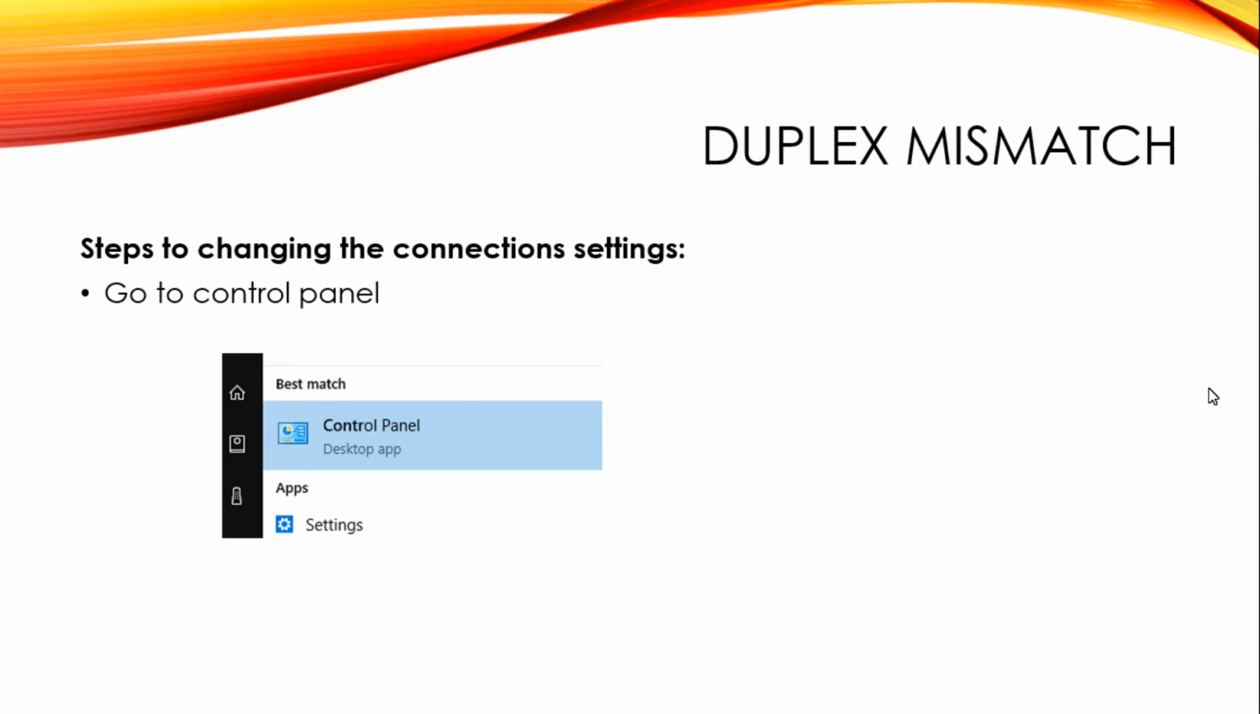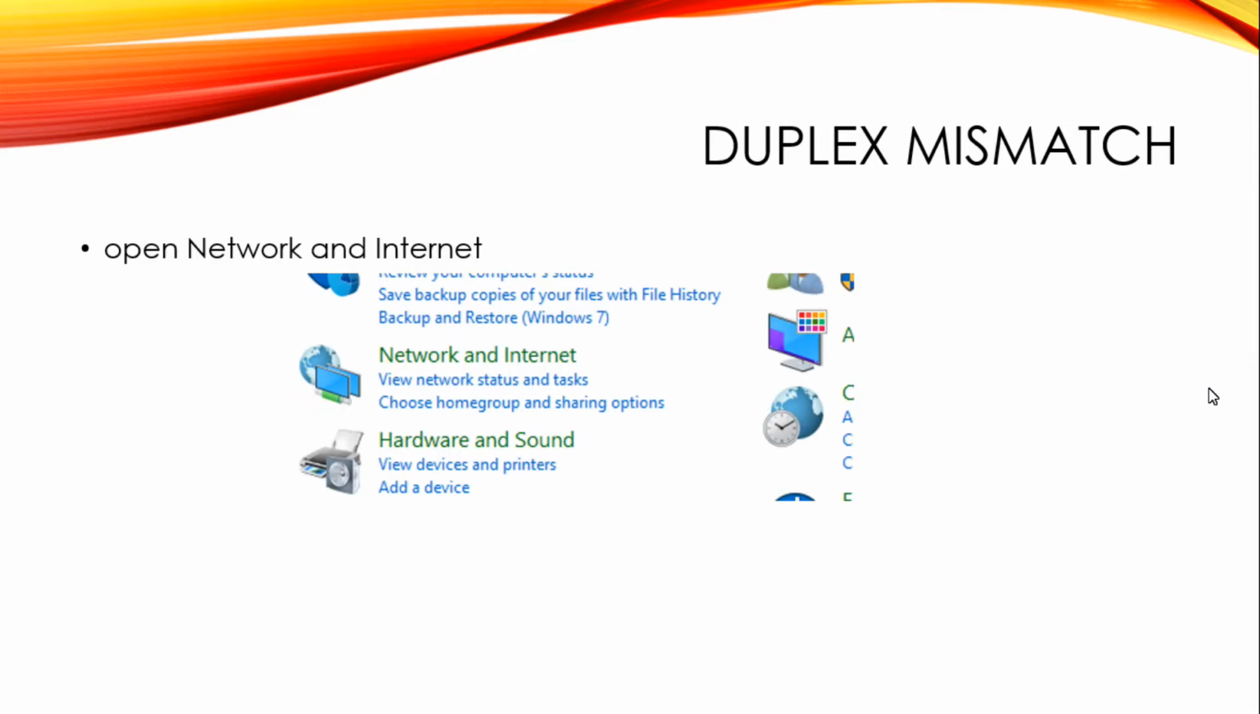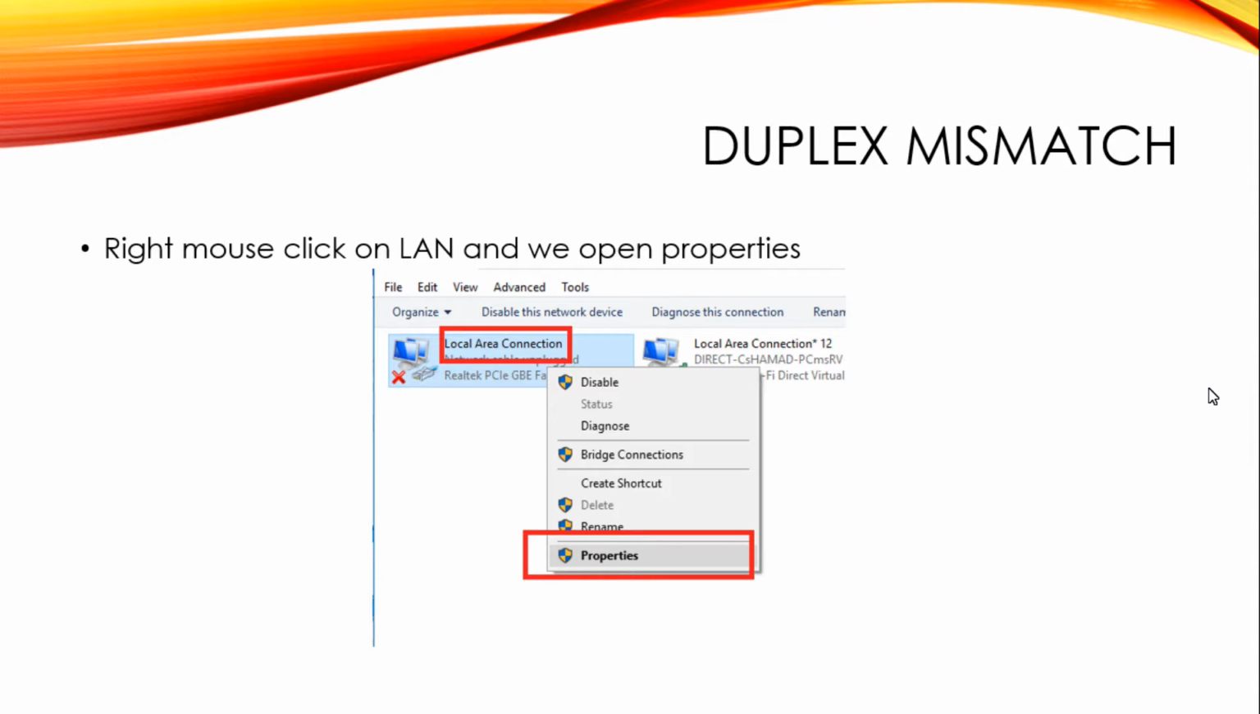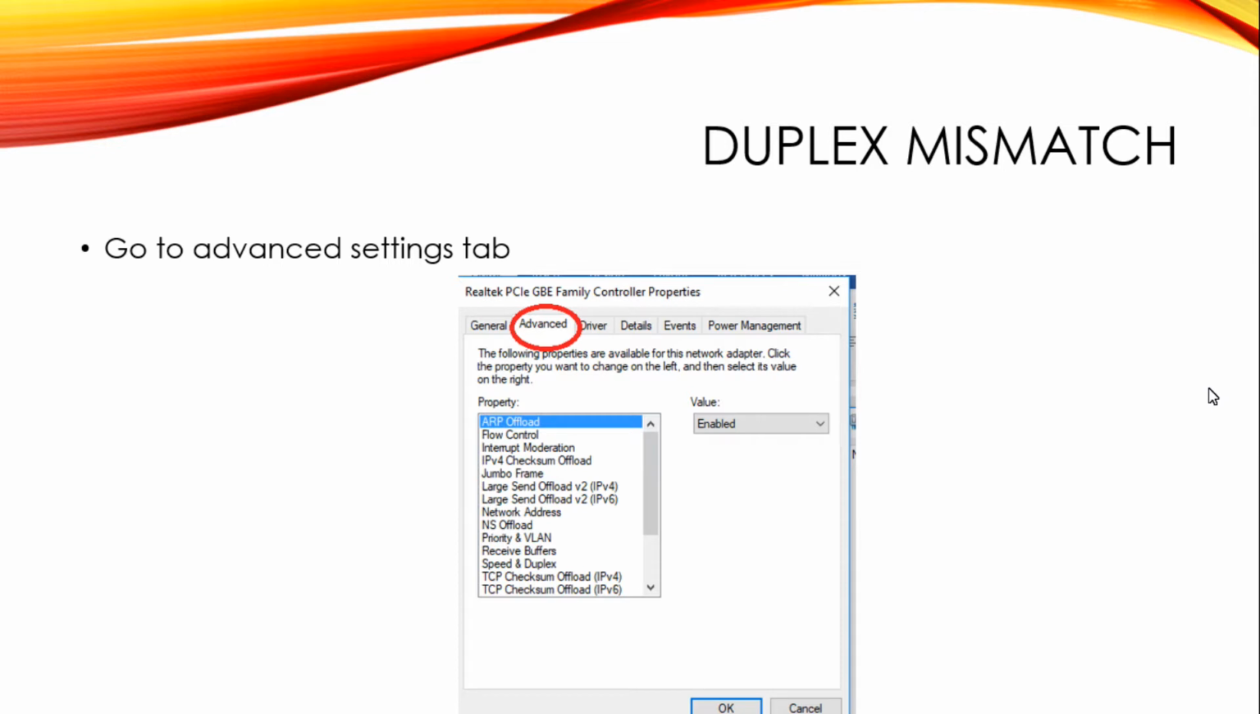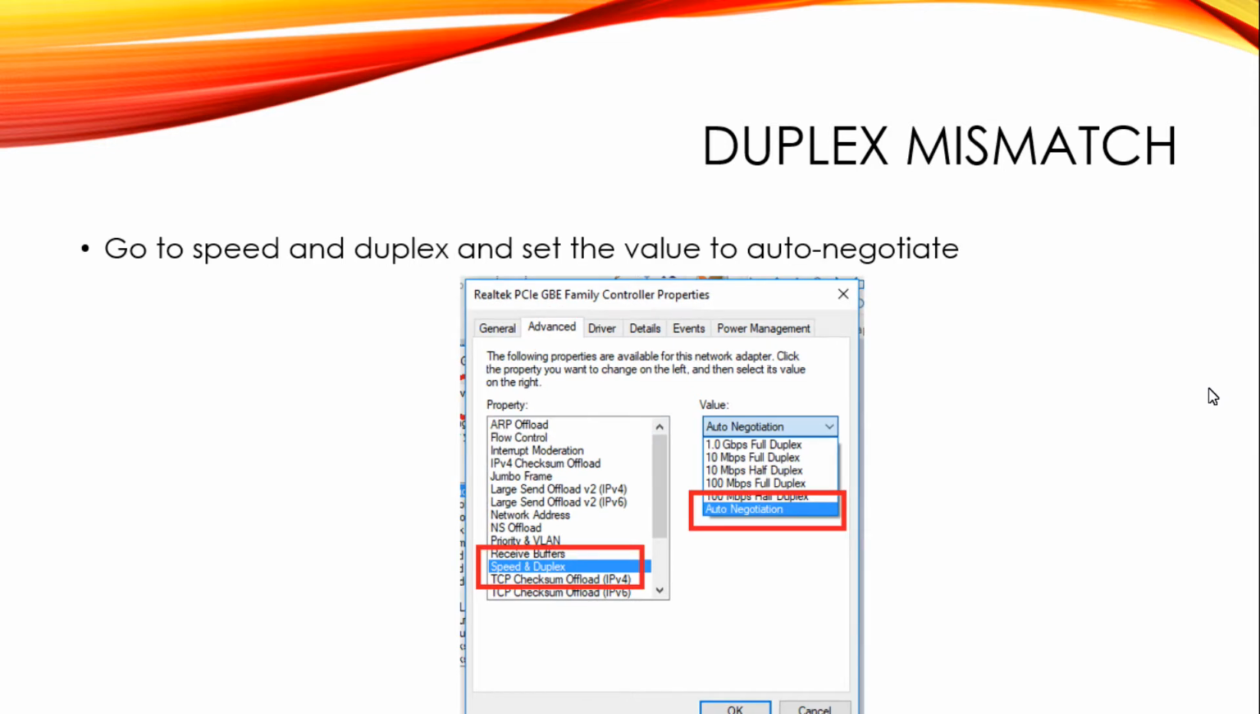We go to control panel, then we go to network and internet. From there we go to our local area connection or whatever connection we are using. Right click on the mouse and hit properties. From there we click configure, then we go to advanced tab, and from there we'll go to speed and duplex, then we change the value to auto negotiate, and this should be able to help us in solving this problem.